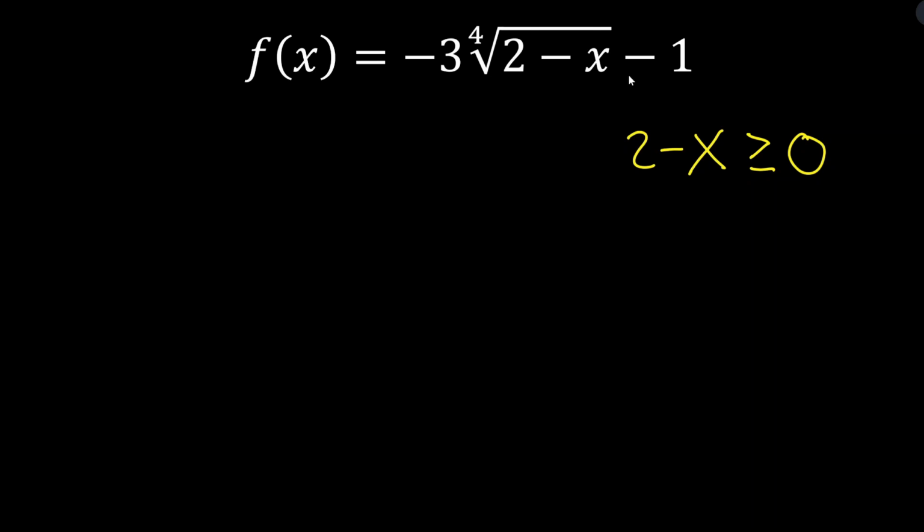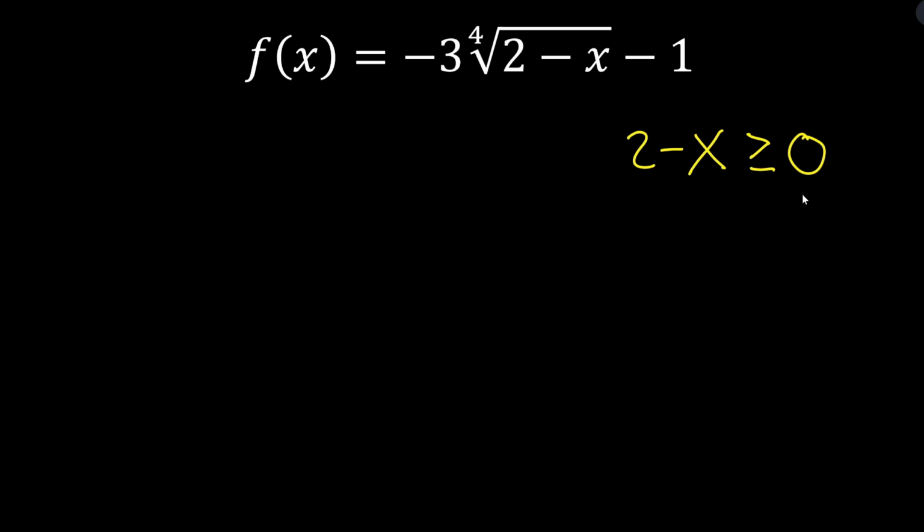We only care about what's under the even root. We're taking that out, and that's giving us our domain restriction. There are a few different ways to approach this. You could subtract 2 from both sides and then divide by -1. You just have to keep in mind that when you divide by -1, you flip the inequality.